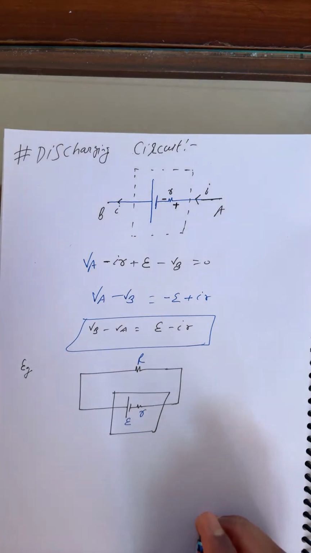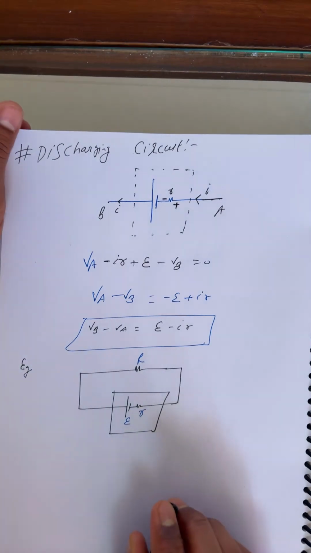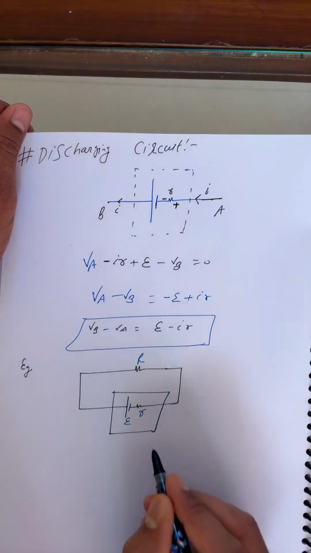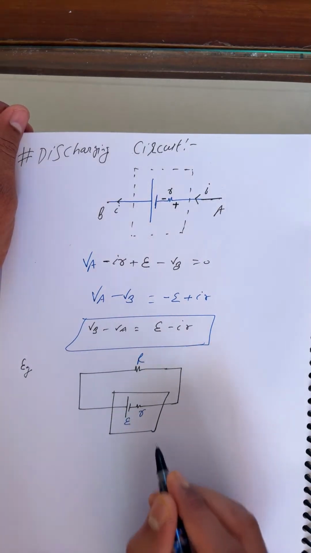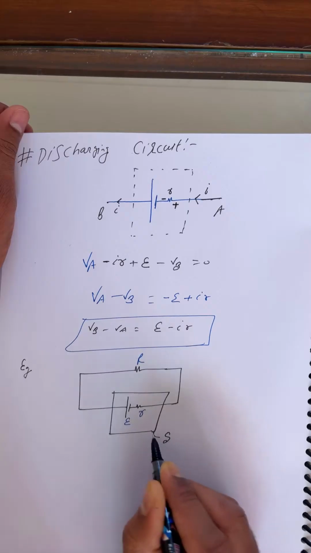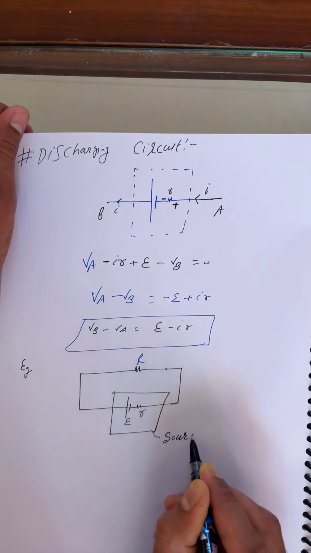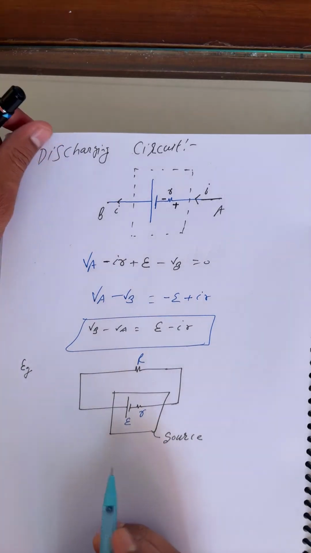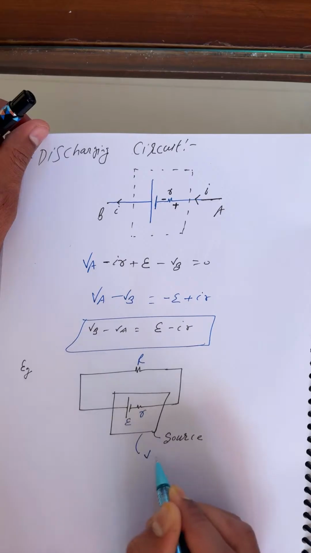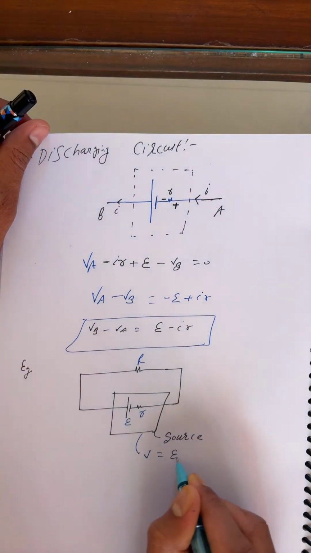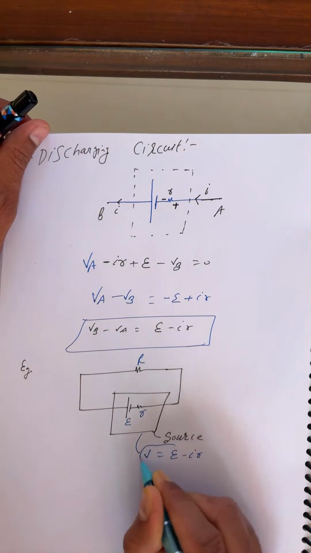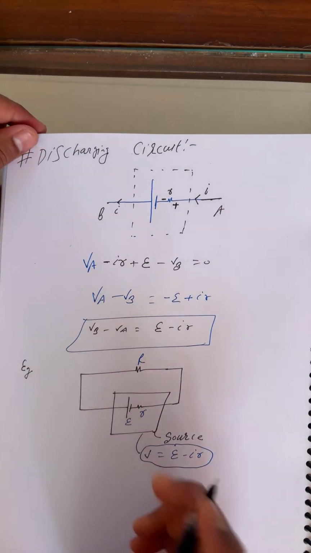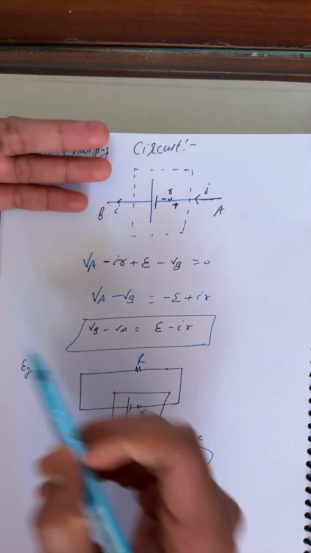Okay, fine. Let us suppose you started motion from here only. You can also call this entire setup a source. So what is the drop over there? We already found V is equal to E minus Ir. V is equal to E minus Ir. Just here, current flows in this circuit.